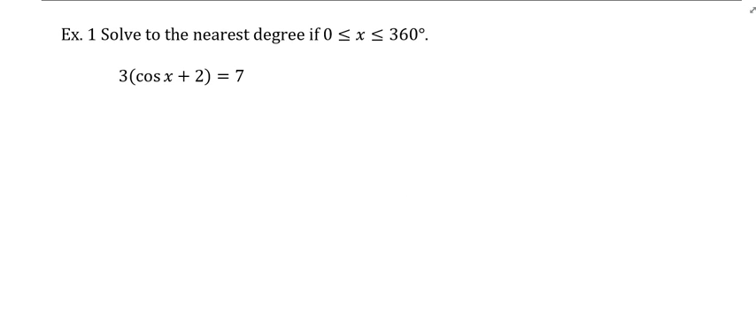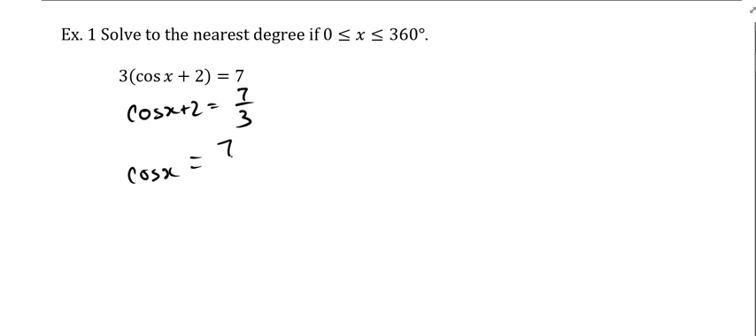So what am I going to do here? Anybody know? Send everything except the x on the one side? Yeah, we're going to move everything. We're going to just isolate the cos x part. So divide both sides by 3. I get cos x plus 2 is 7 over 3. And then I'm going to subtract 2. Cos of x equals 7 over 3 minus 6 over 3, right? That's 2. And cos of x equals 1/3. Does that make sense?